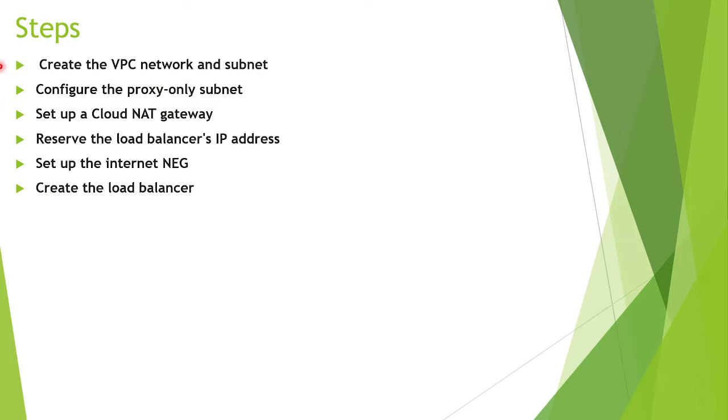After that, we need a proxy only subnet. Then we set up a cloud NAT gateway, reserve a load balancer IP address, set up an internet network endpoint group, and then create the load balancer. Some steps are already covered, so I will skip them, but I have written them out here. But I will show you all the steps. So let's go to the console and let's start.